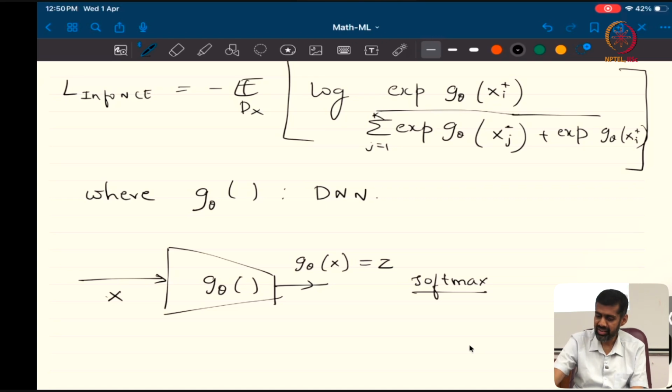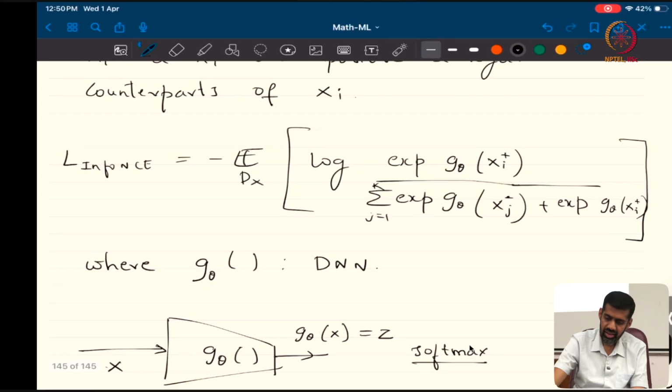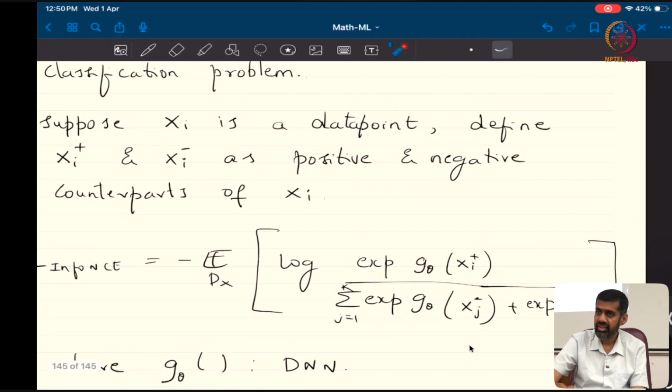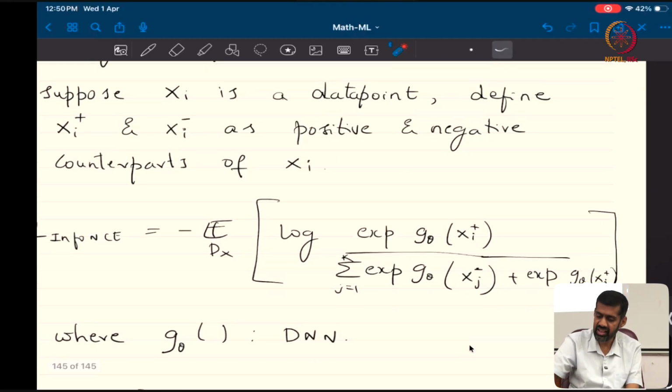Now, what is happening here? If you look at it, we are trying to ensure that the alignment between xi and its positive counterparts is maximized, and the misalignment between xi and its negative counterparts is being minimized. That is exactly what is done in a softmax or a k class classification problem, is it not? You are trying to learn representation z in such a way that given a point it aligns with its positive counterpart and it does not align with its negative counterpart. That is it. I will take questions in a while.